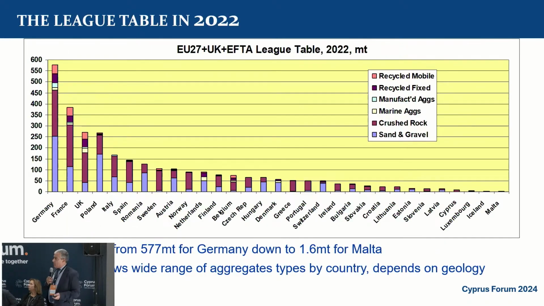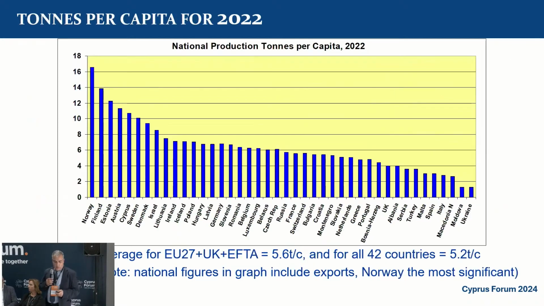Now, as you can see on this graph, we go from Germany, which has almost 600 million tons, down to Malta, 1.6 million tons. So it's all the European countries plus UK plus EFTA. If we go back to consumption per capita, as I said, 5.6 is actually the number, in the EU 27 plus UK plus EFTA. If we see more countries on this graph, this goes to 5.2. Some countries, for example, Norway, have a lot of exports. That's why you see Norway so high. But Cyprus, we will see the numbers later, is around 11 tons per capita, double the average of Europe.